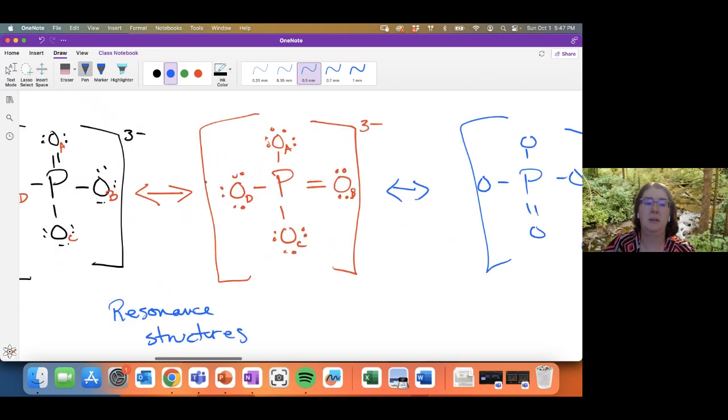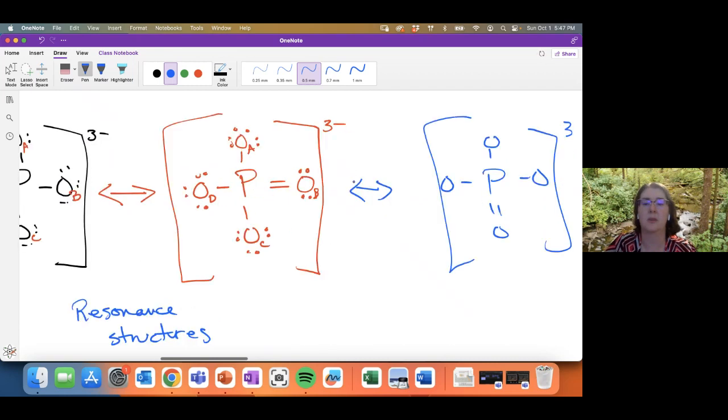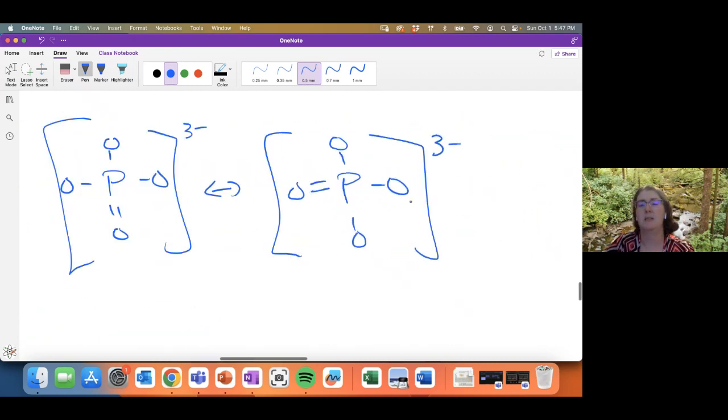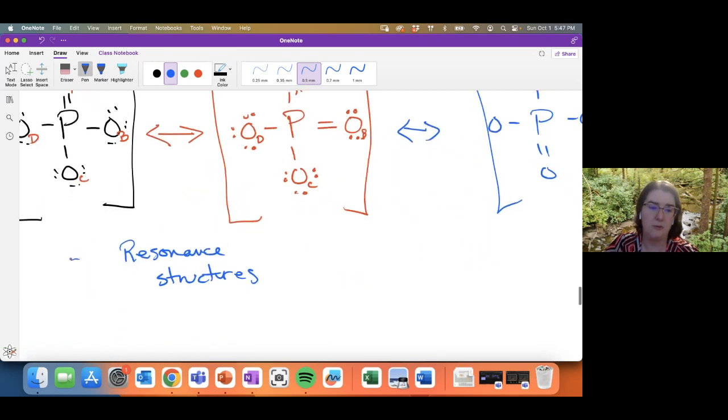So it could be at the top, that's 1. On the right, that's 2. On the bottom, that's 3. On the left, that's 4. There are 4 resonance structures. That's an exam question we like to ask, by the way. How many resonance structures does this thing have?